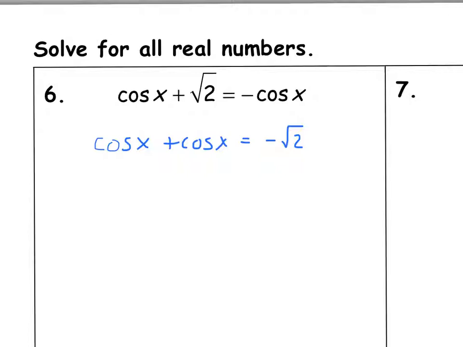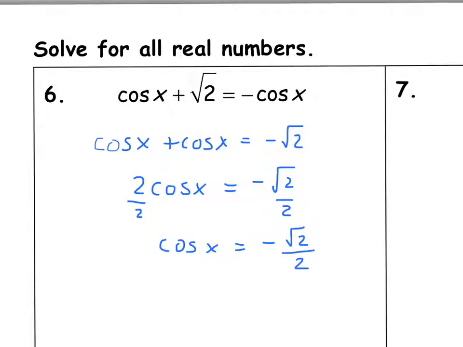Now I can simplify, combine like terms. 2 cosine x equals negative radical 2. Now divide both sides by 2. And I get cosine of x equals negative radical 2 over 2.